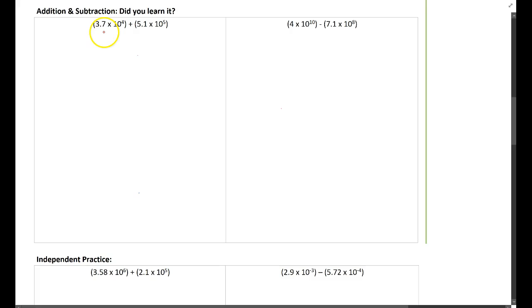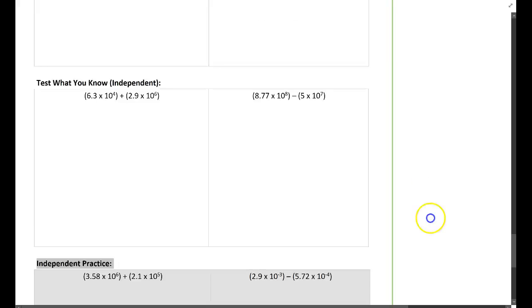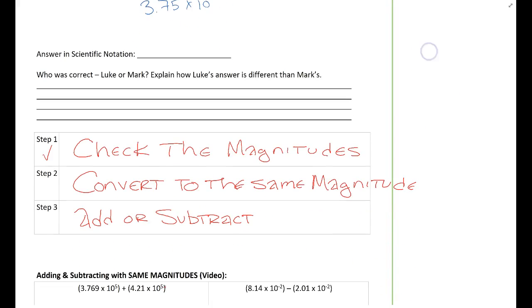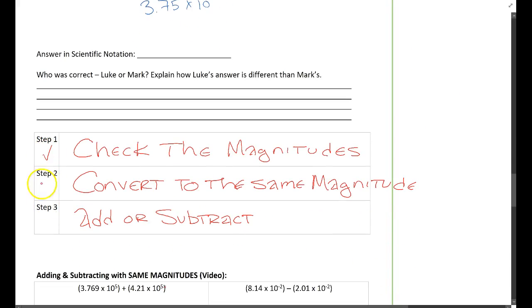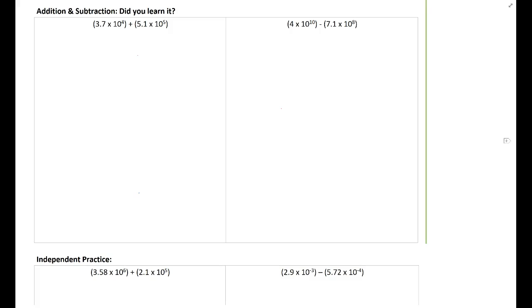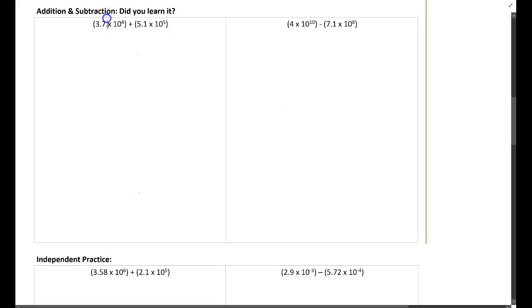So first thing I do every single time is I need to go in and see step 1, step 2, step 3. Step 1, every time, I need to check the magnitudes of these. I need to check to make sure that the magnitudes are the same. So I look at this, I have a 10 to the 4, 10 to the 5. These are not the same.